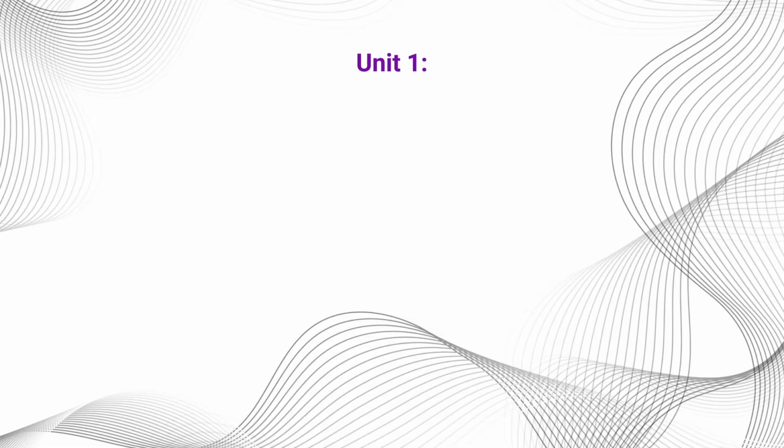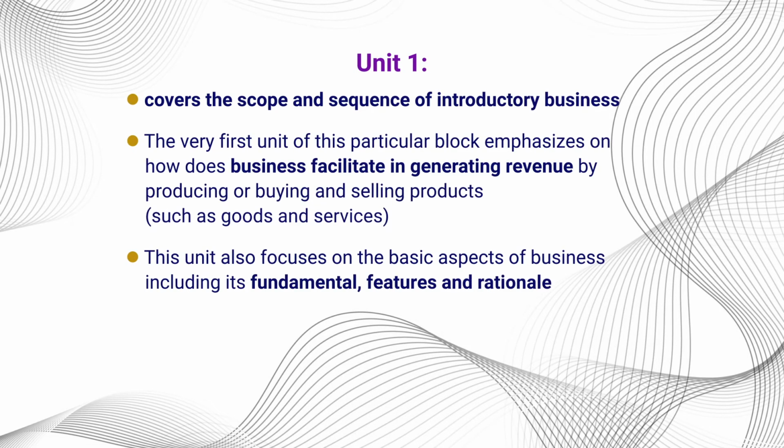So emerging opportunities in business is something which is one step ahead of that, talking more about technology and other things. Anyway, if we talk about this unit 1, it covers the scope and sequence of introductory business. And this particular unit will facilitate generating revenues by producing or buying and selling products. This unit also focuses on basic aspects of business, including fundamental features and rationale, because that is more important.